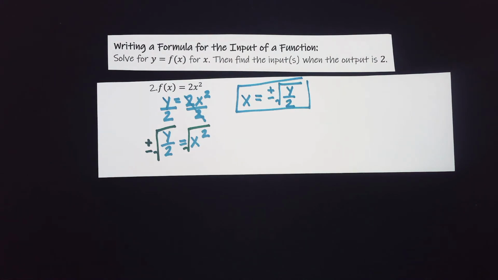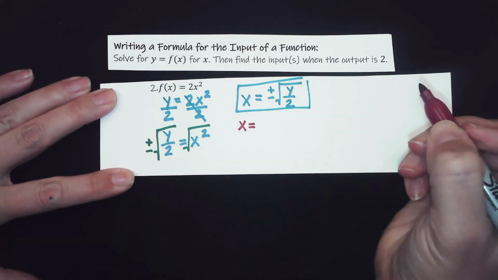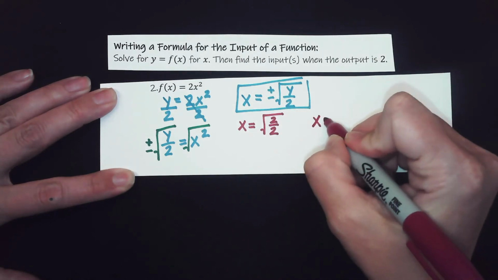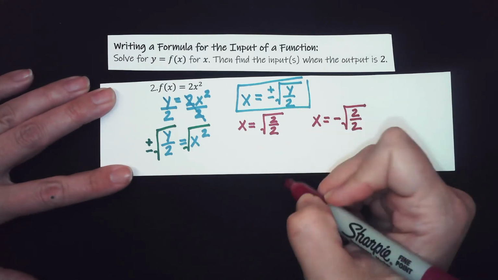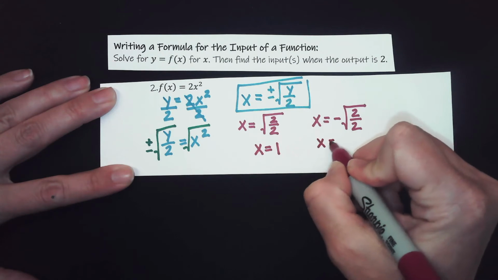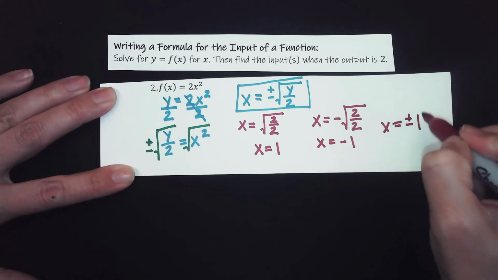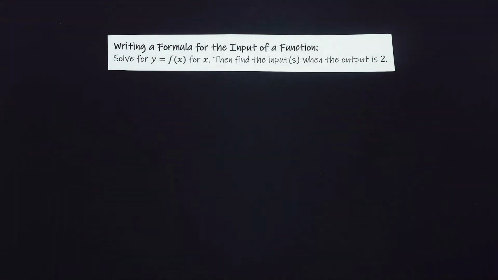Now it wants us to plug in 2 for x, or I'm sorry, for y. The output is 2. So I'm going to have two equations here. I'm going to have x equals something when it's positive, so I have the square root of 2 over 2. And I'll have x equals a negative square root of 2 over 2. Okay, 2 over 2 is 1, so I have x equals a positive 1. And then I have x equals negative 1. So you could leave that as saying x equals plus or minus 1, or you could leave them as two different answers. Okay, number 3.